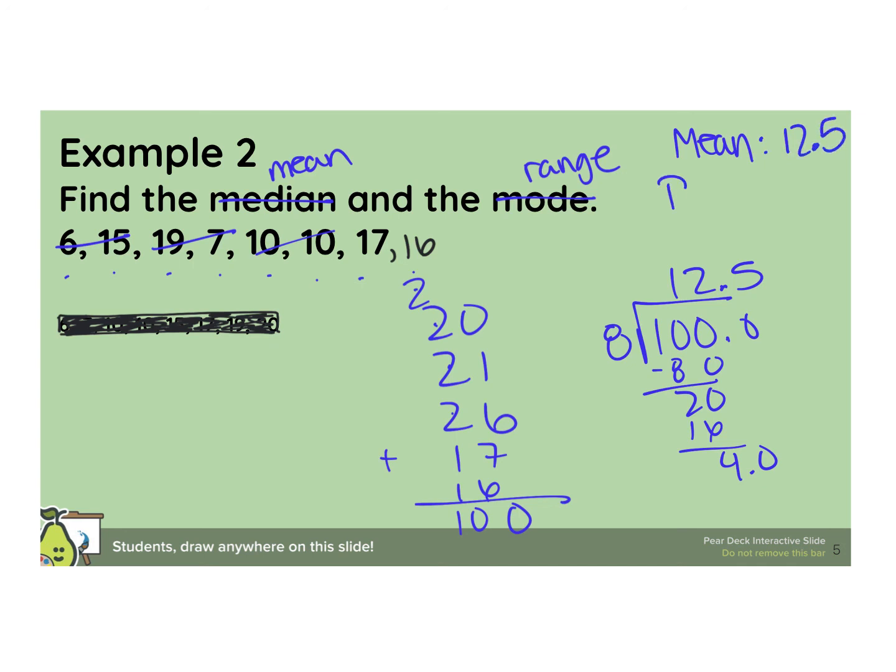The range is the easy one. We're going to take the biggest number here, which is 19, and we're going to subtract the smallest number here, which is 6, to give us our range, which is 13.